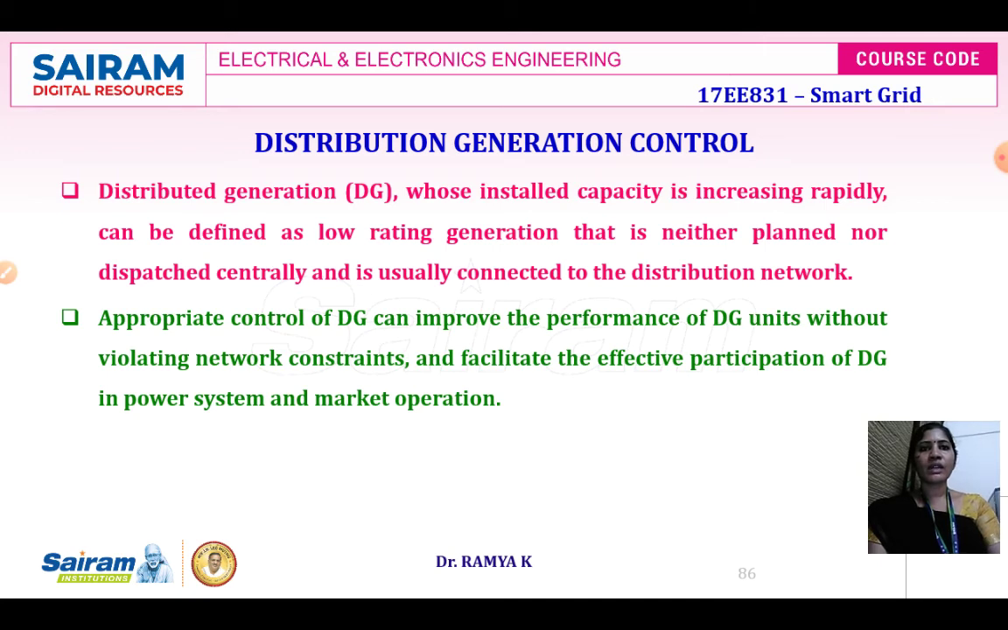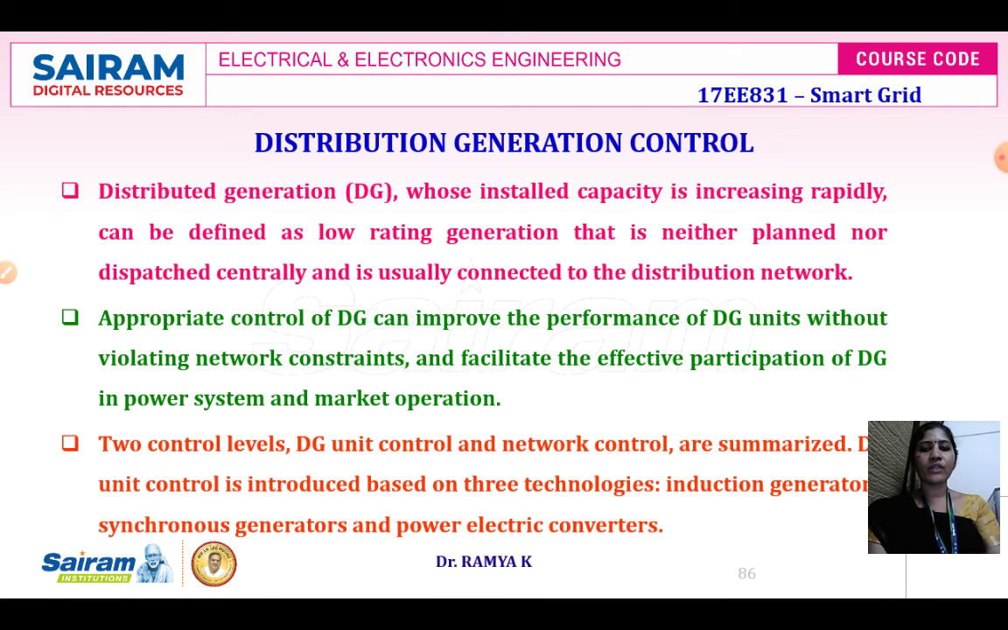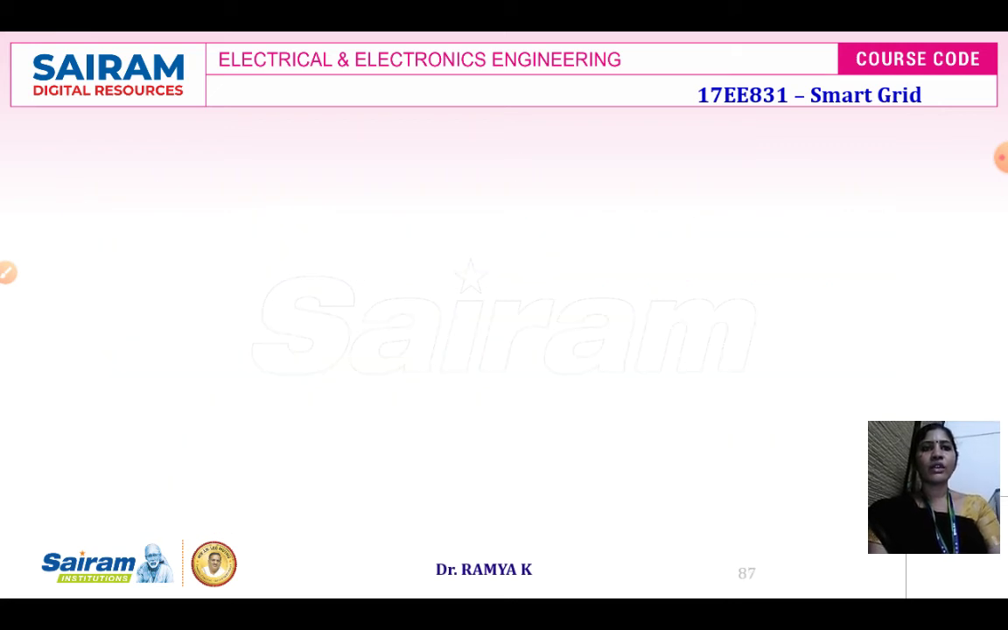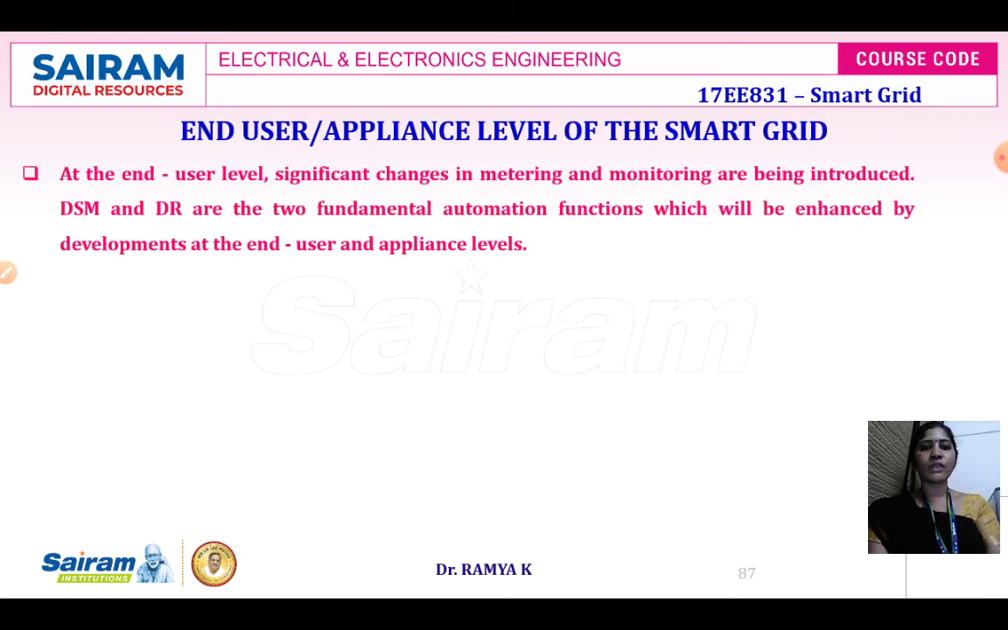So two control levels are there. One is your DG control unit and the second one is going to be your network control. The DG control unit is introduced based on three technologies. First is your induction generator, second is the synchronous generator, and third is your power electronic converter. Effective network control will be based upon your active management concept. So when you are going for effective network control, it can be built up by using the active management concept. Finally, three DG control paradigms will be framed: the microgrid, cell and virtual power plant.